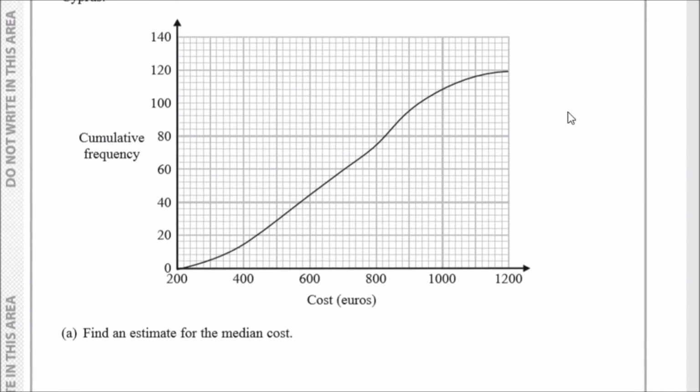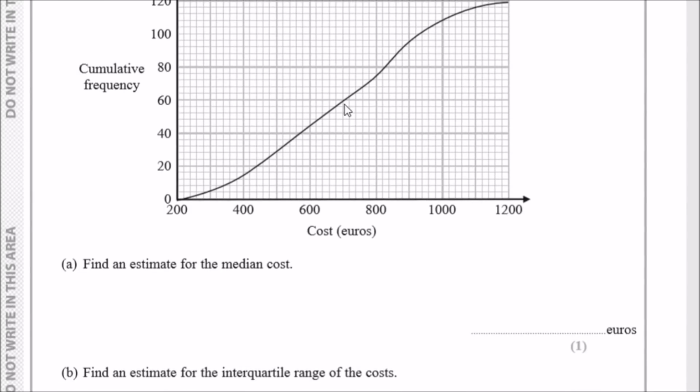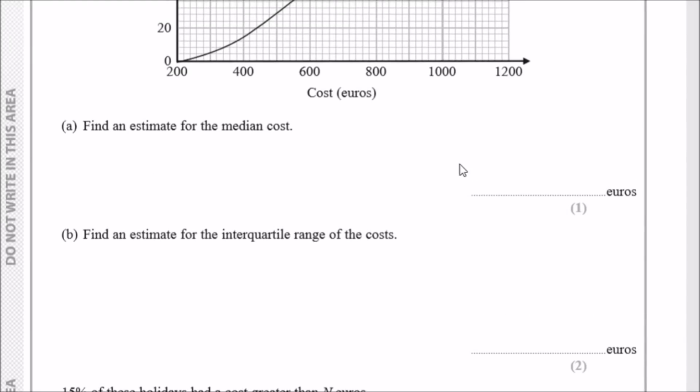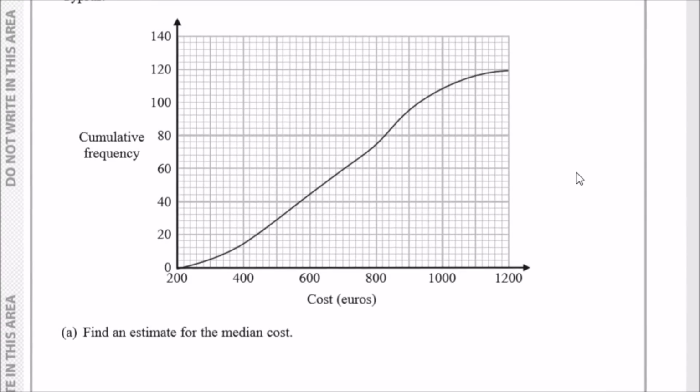So just one thing to note, cumulative frequency graphs are always increasing, because the more you increase the sample size and the more people add along the sample size, the higher chance of the width going up with it. So just think of it, it's always increasing, yeah? It's always a kind of smooth curve. Now, part A, find an estimate for the median cost. So median means the middle value.